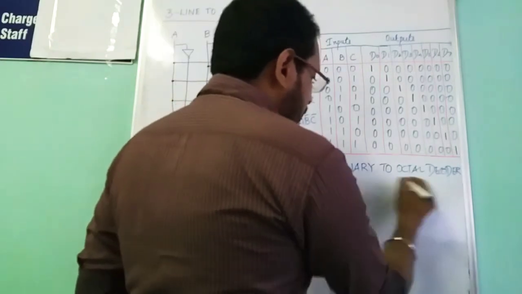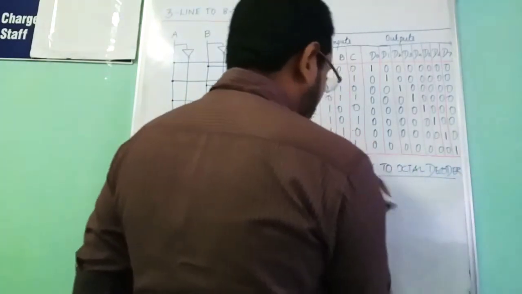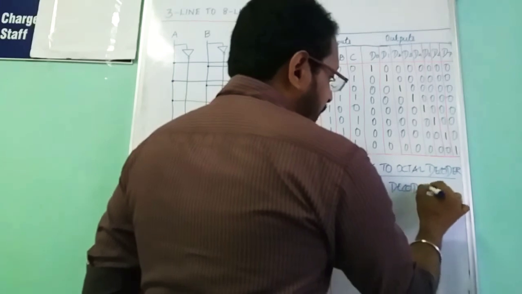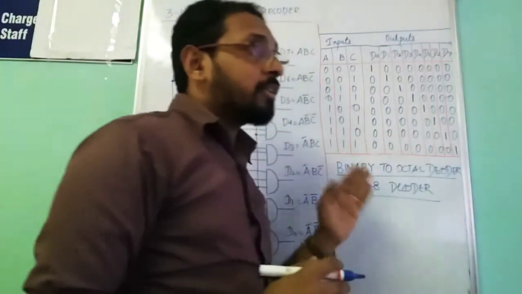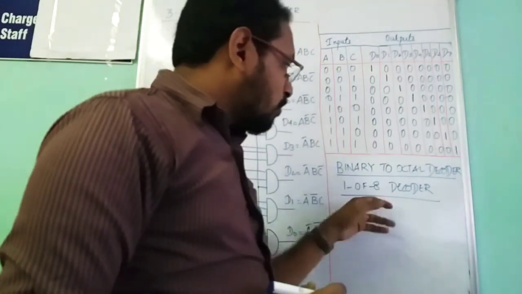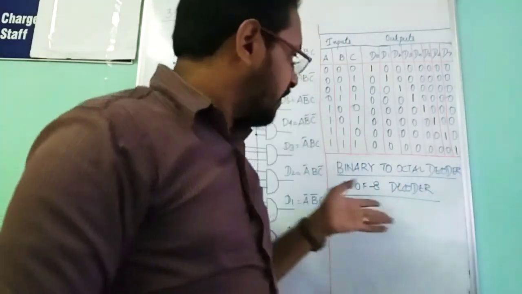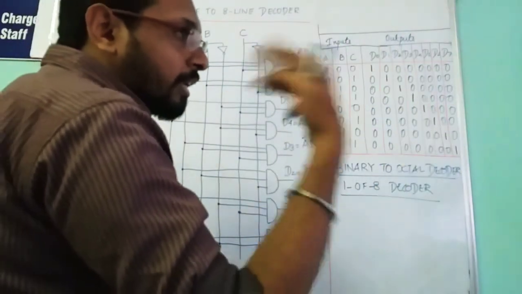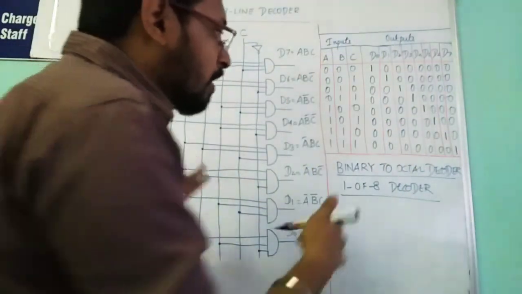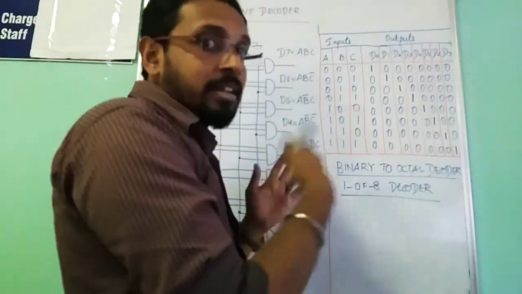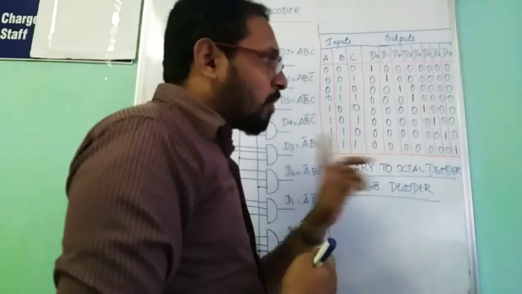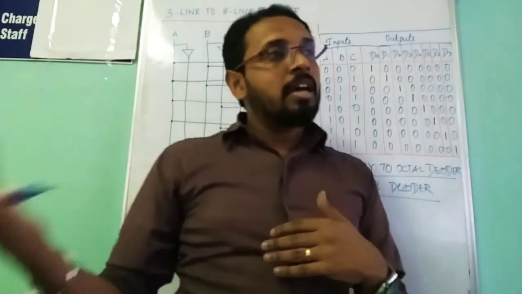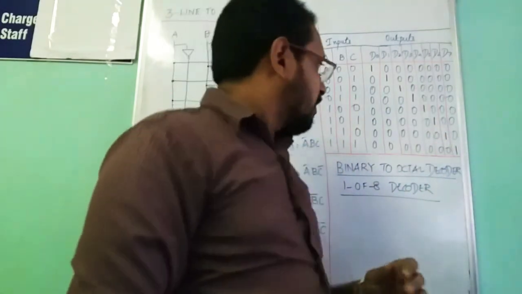Then one name is binary to octal decoder, and another name is 1 of 8 decoder. How did this decoder get this name? Out of these 8 outputs only one is active at a time. 3-line to 8-line means we have 3 inputs, and based on that we have 8 outputs. 1 of 8 means out of 8 octal cases we have one active case. And binary to octal means we give 3 binary inputs and we get the corresponding octal, out of which one is active. Okay, clear?